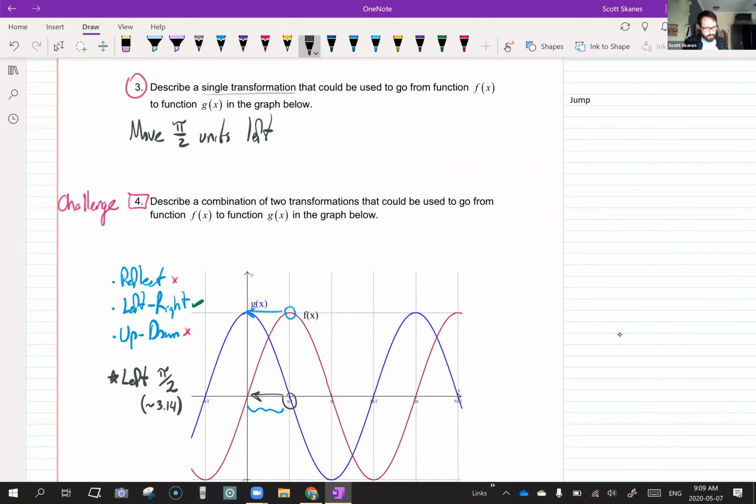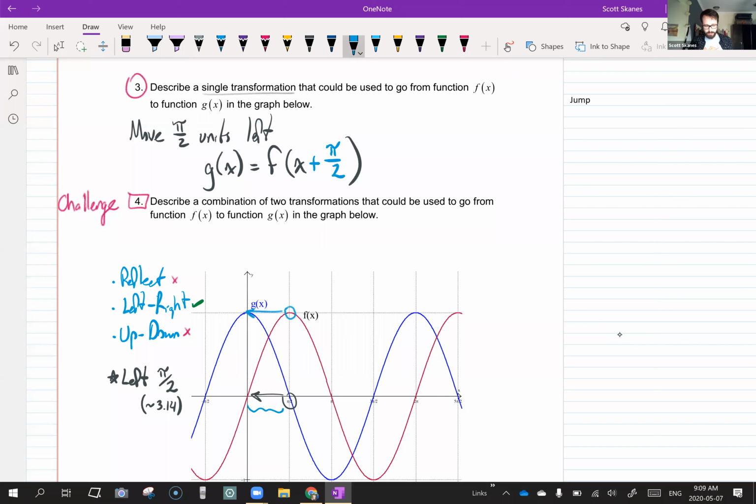And the way we look at that, it means that our function g of x is the function f of x. But remember, when we move things to the left, it affects the x by adding it. Yes, Tarek, you got it. Plus 3.14 over 2, or plus pi over 2. So really, I can keep the x black. It's been pi over 2 that I've moved, okay?